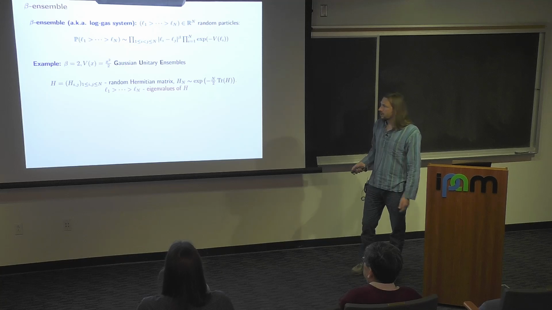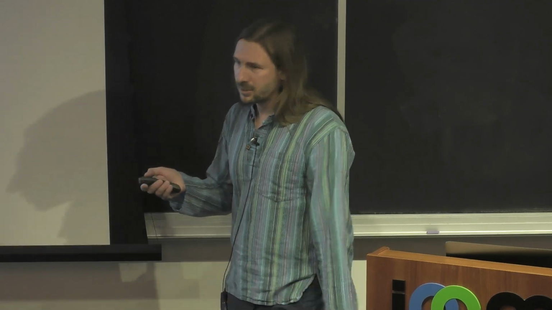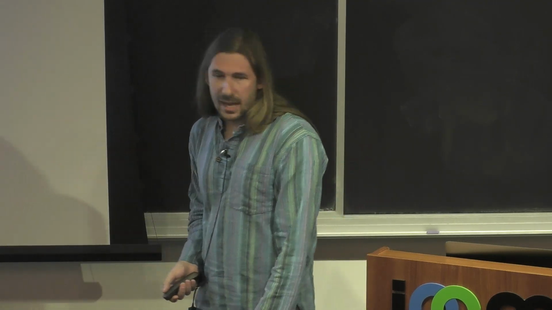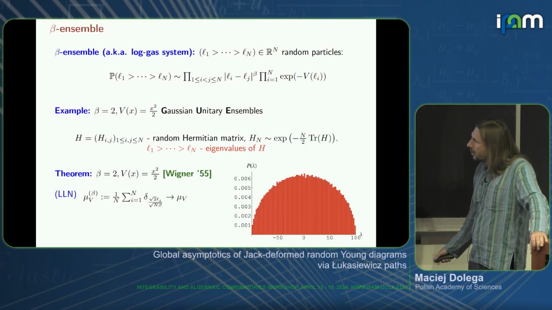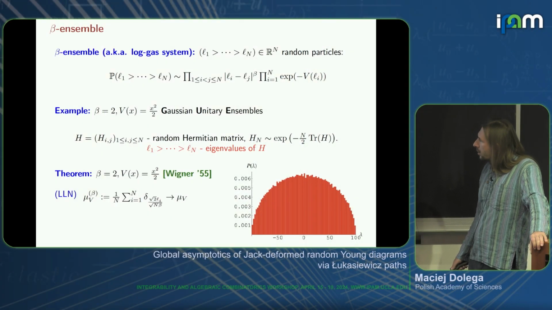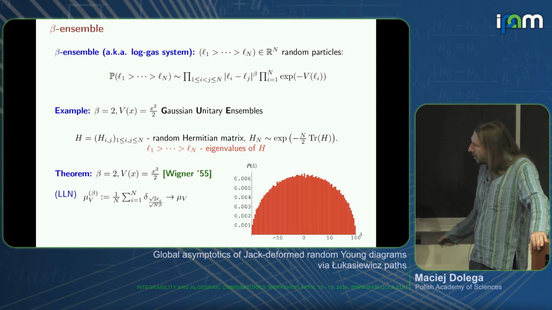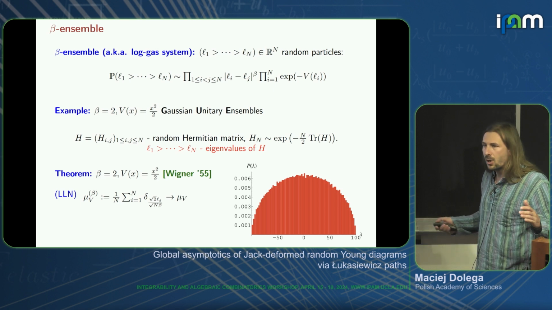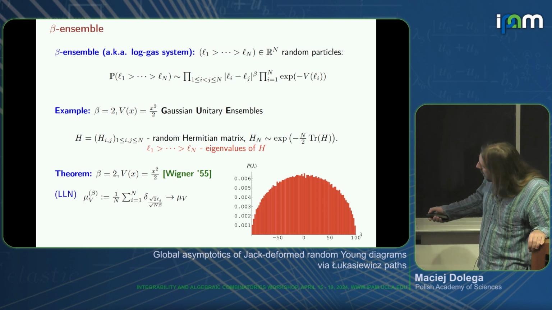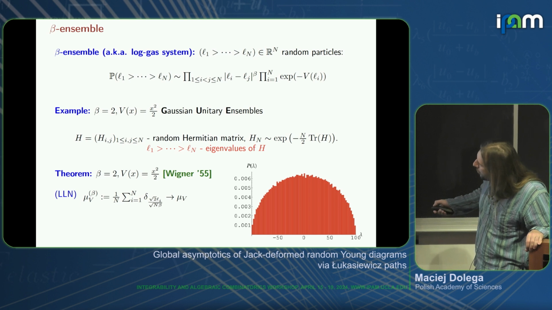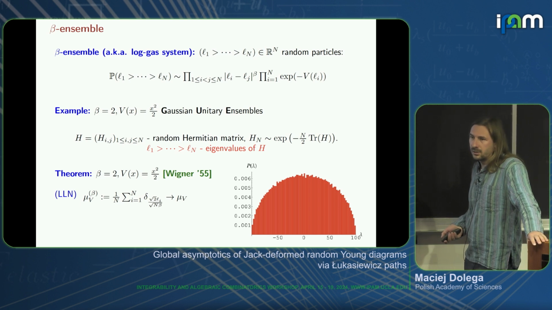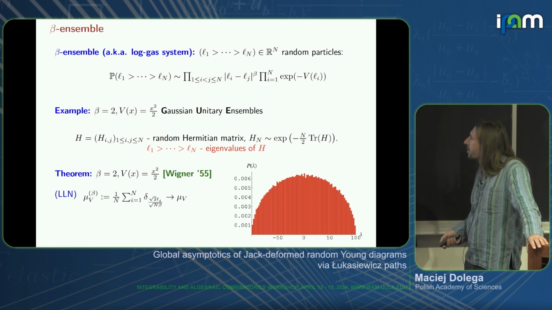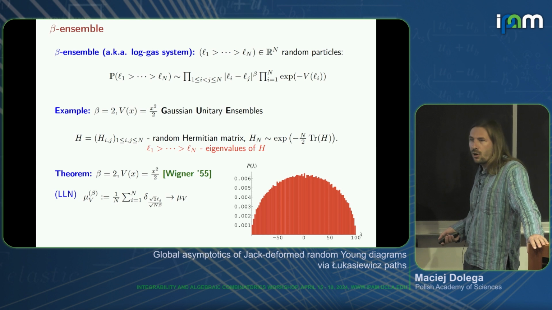A typical question is, what is the global shape of these eigenvalues when the size of your random matrix is tending to infinity? This is a very classical question, one of the very first theorems in random matrix theory, that was discovered by Wigner. Here in this picture, I sampled eigenvalues of some large Hermitian matrix, and I hope you can see that if you look at how they are distributed, it looks like a semicircle.